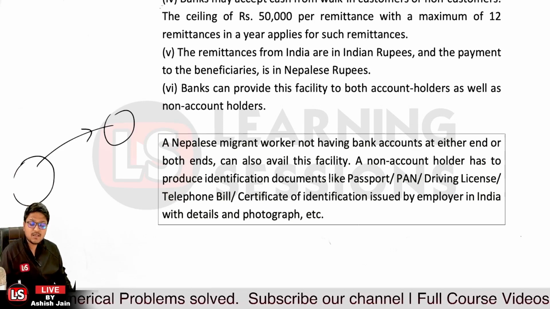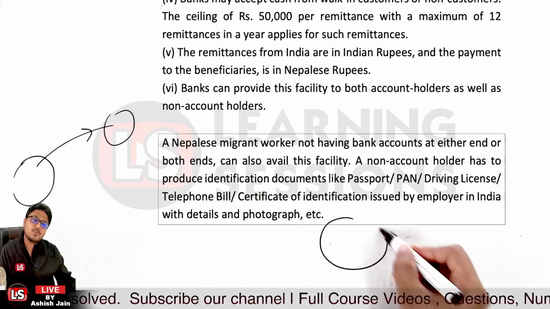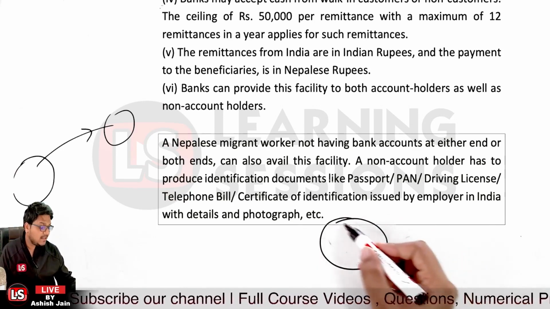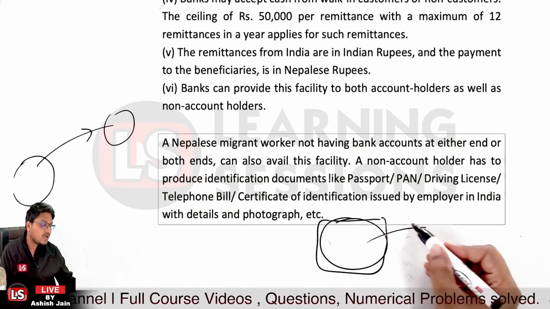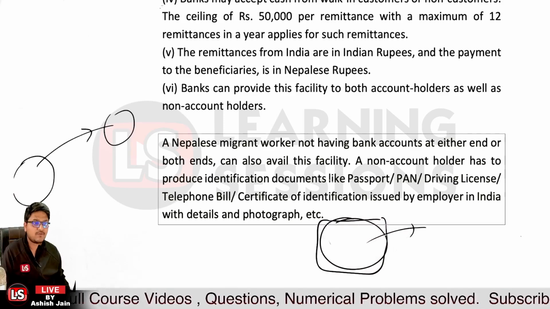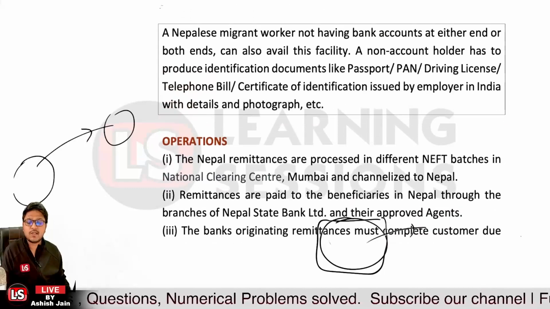So that is the ceiling related to per transaction for cash purposes, and the overall limit is rupees 2 lakh per transaction. And that is related to when you transfer the money on an account basis. So the ceiling for that particular purpose is rupees 2 lakh. That is what it is related to. Then it's related to operations.